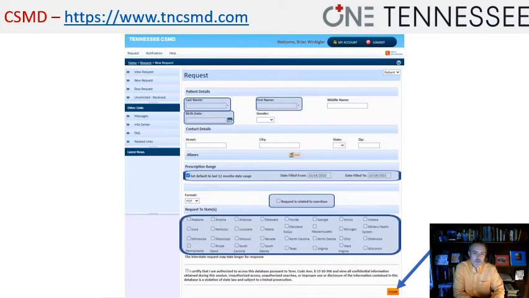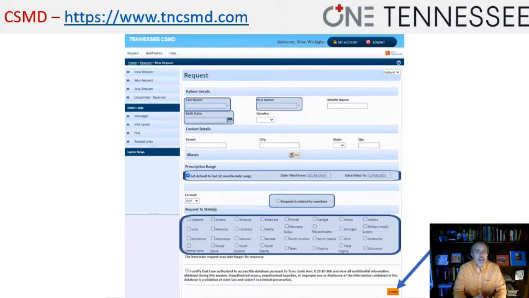There's also a new box, and that's right there kind of in the middle. Request is related to overdose. So I use this one quite frequently. I serve on the Overdose Fatality Review Board for Knox County. And to access the CSMD, it needs to be pursuant to a written prescription or medication request at the pharmacy side. So I've received a controlled prescription and I'm checking the CSMD.